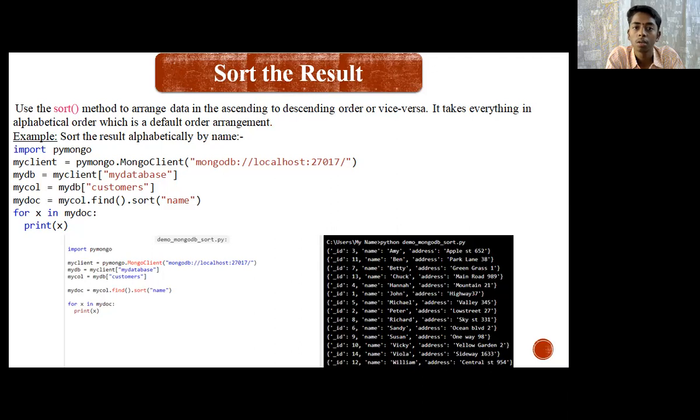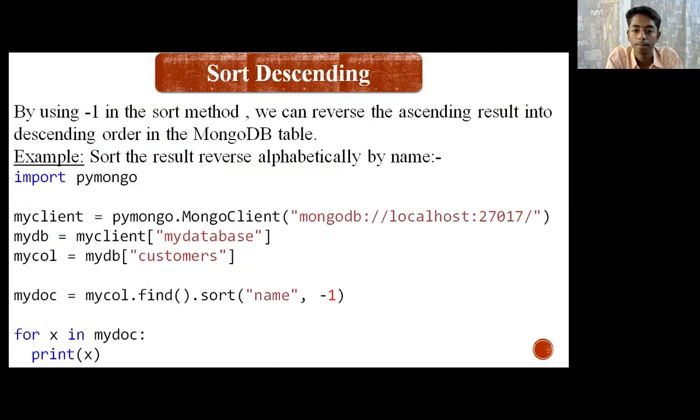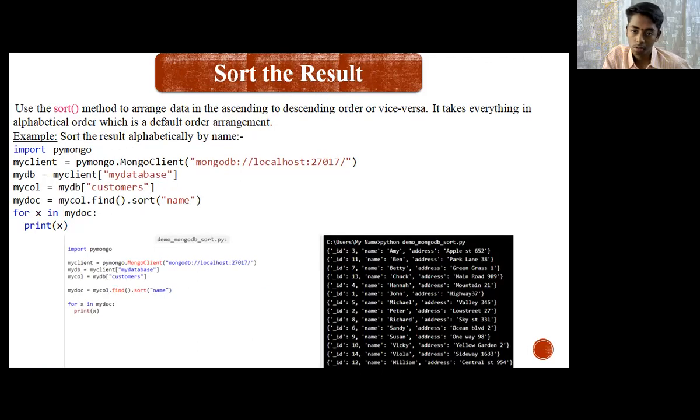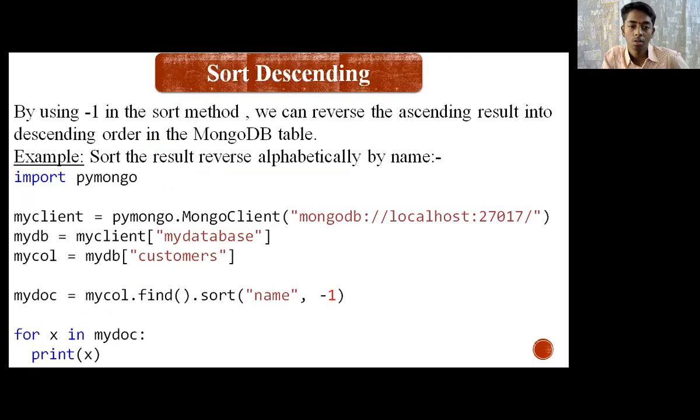So let's jump into the next slide. Sort descending. Earlier we discussed sort the result. Here, sort descending. By using -1 in the sort method, we can reverse the ascending result into descending order in the MongoDB collection. Example: sort the result reverse alphabetically by name. Here also we have taken it as name. So my client, my database, my collection.